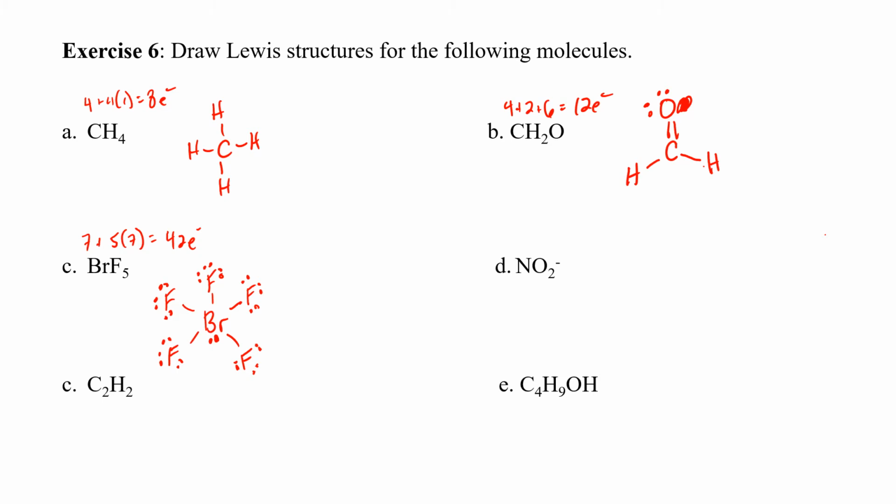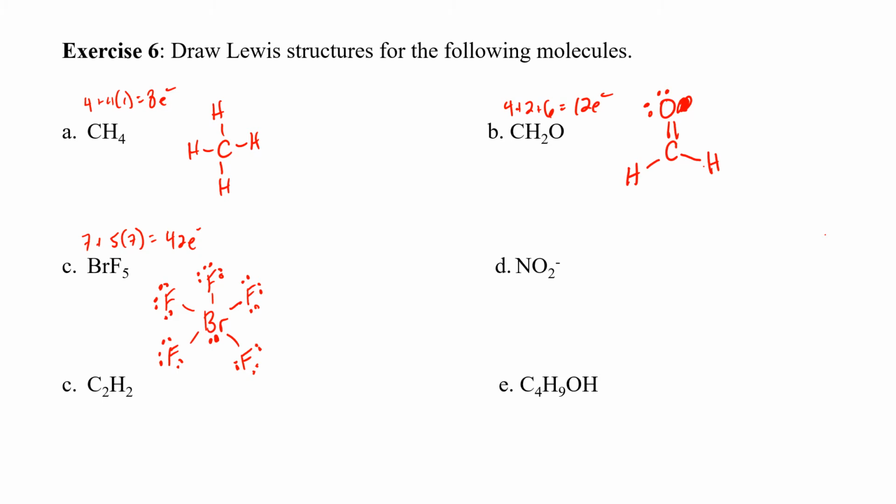Why can bromine exceed the octet rule? Because it has d orbitals available for bonding. Bromine is below the 3rd period.